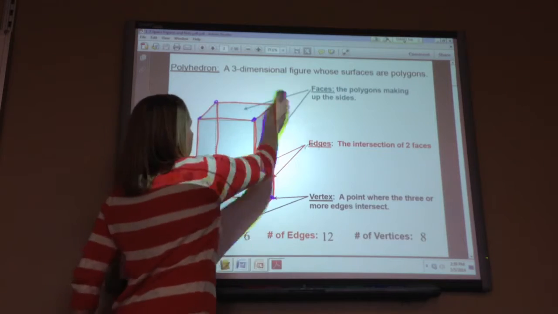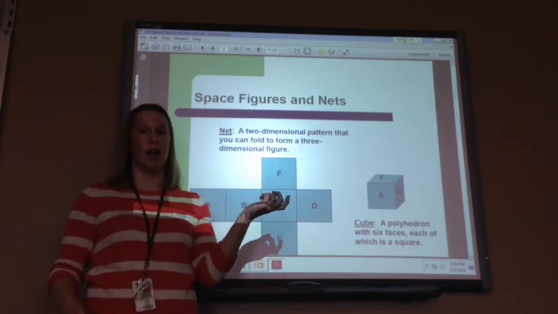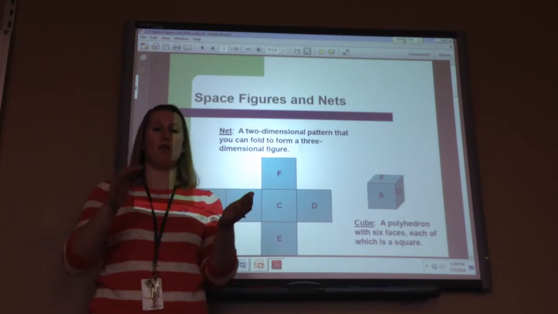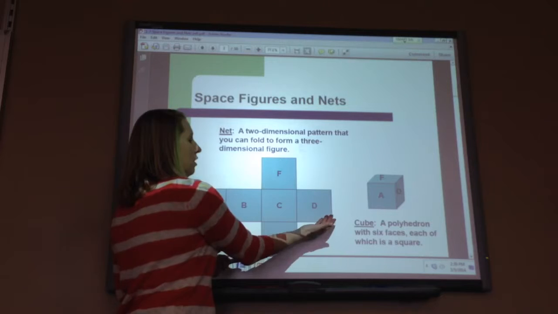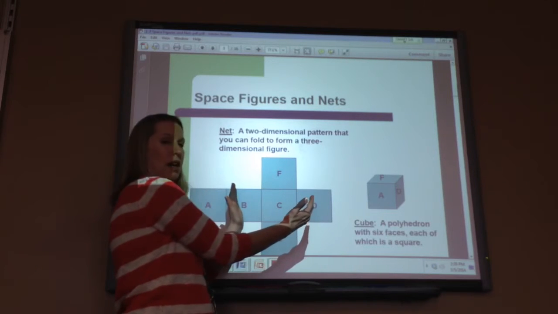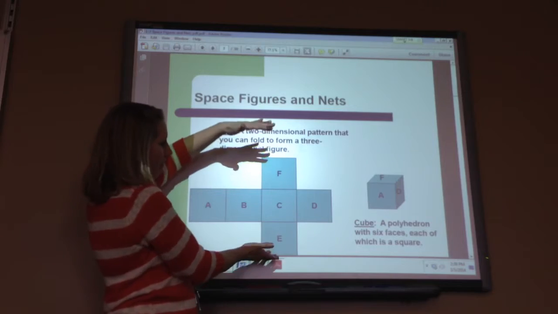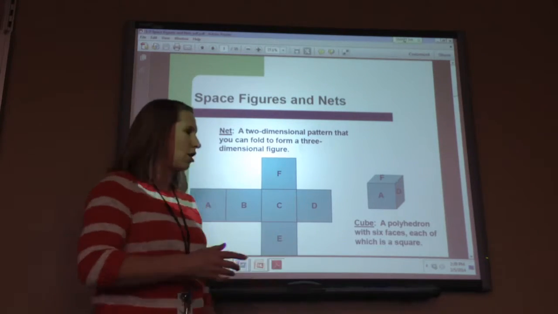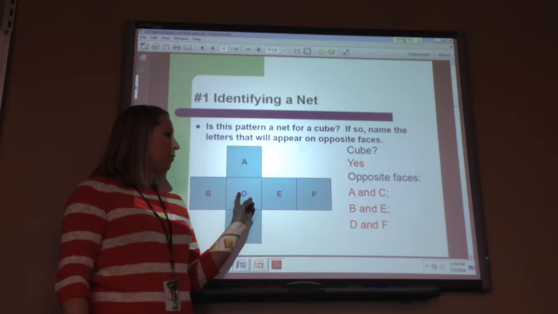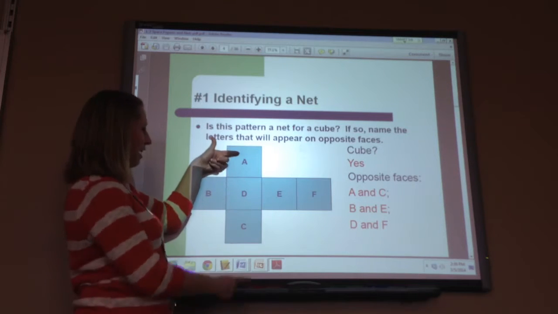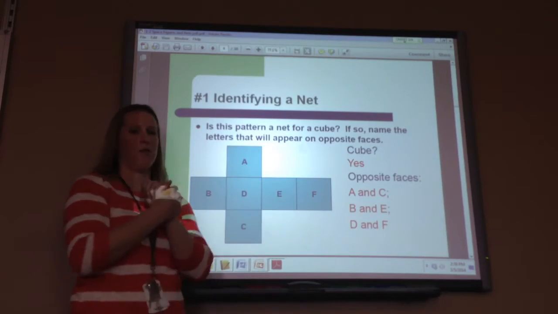Okay. So you're going to have some problems where you have to decide whether this net folds up to make a cube. If I'm looking at this net, I would fold up the D and the B, and then this A would fold over the top, and then I would fold up the F and the E, and then I would make a cube. So this does fold into a cube. The opposite faces would be A and C, B and E, and D and F whenever you fold it up.